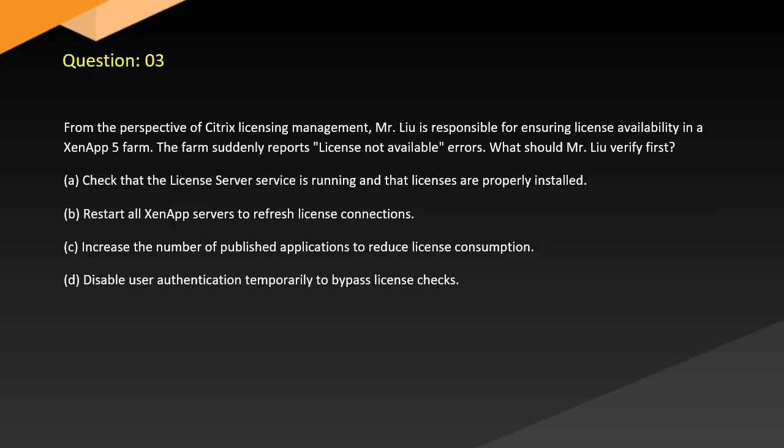Question 3. From the perspective of Citrix licensing management, Istaliu is responsible for ensuring license availability in the XenApp 5 farm. The farm suddenly reports license not available errors. What should Istaliu verify first? A. Check that the license server service is running and that licenses are properly installed. B. Restart all XenApp servers to refresh license connections. C. Increase the number of published applications to reduce license consumption. D. Disable user authentication temporarily to bypass license checks.